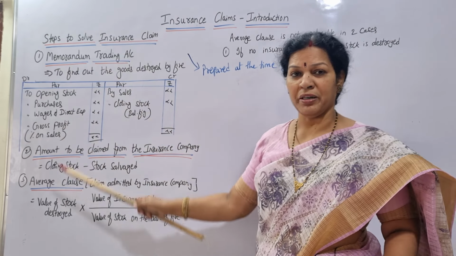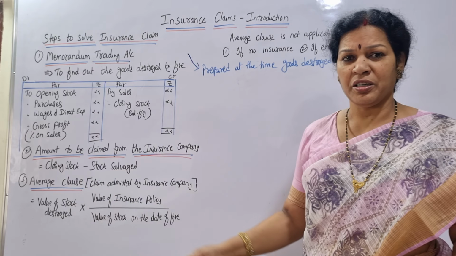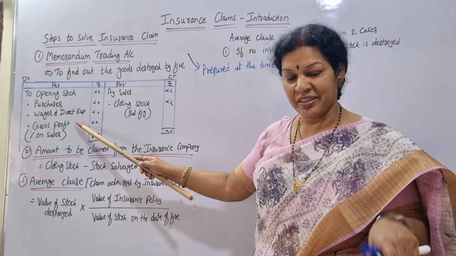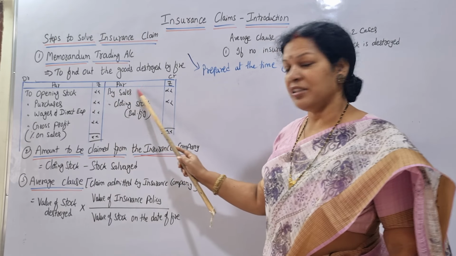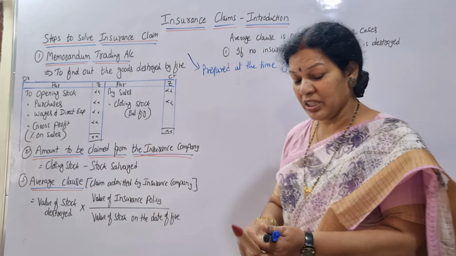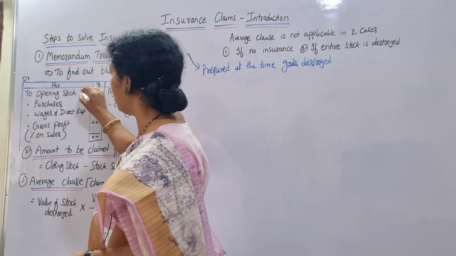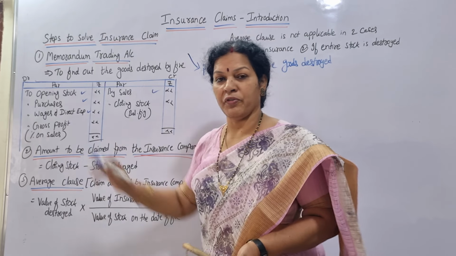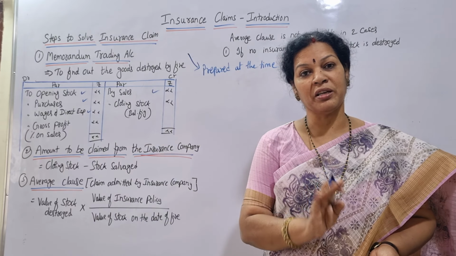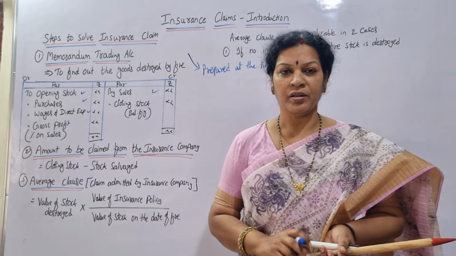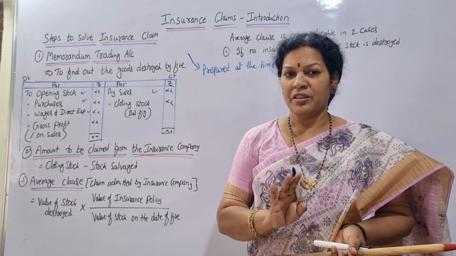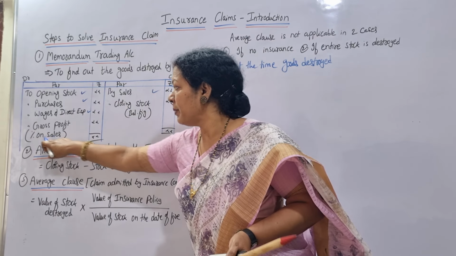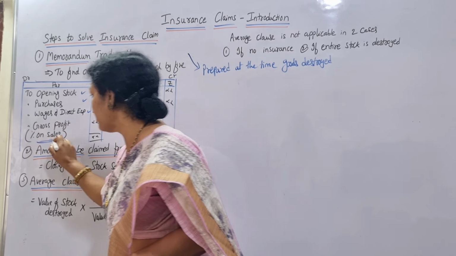I'm giving you just the format of the memorandum trading account. In a trading account generally we write opening stock, purchases, wages and other direct expenses, and on the credit side sales. These are the general items you'll find: opening stock, purchases, wages and sales. Now coming to gross profit. Gross profit is also given in the problem. They'll be saying 20% of sales, means some percentage on sales. Please remember this, percentage on sales.